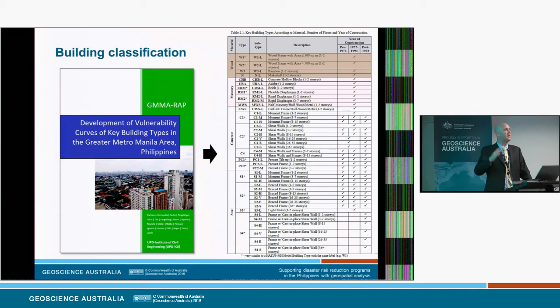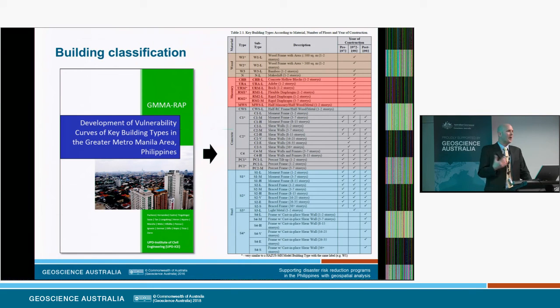Essentially it breaks buildings down into 4 main categories, predominantly wood, masonry, concrete and timber. But then it goes into more detailed classifications and also includes some thinking about the height of the building and the age of the building. So there's about 20 types and 42 subtypes within that schema.